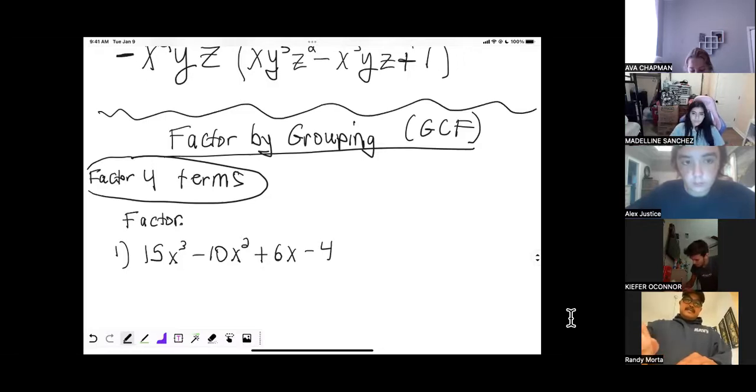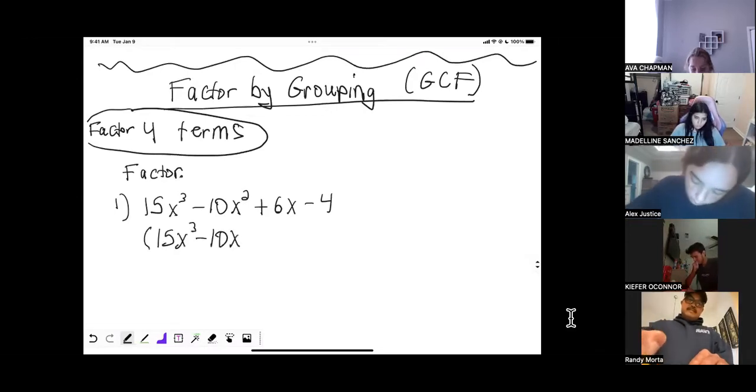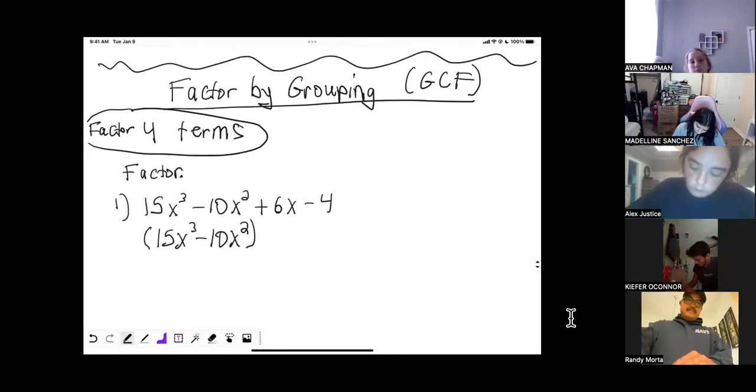So how do I factor by grouping? You sort of do it backwards. You group them first. You take the first two terms and put them in parentheses. I know other people will tell you differently, but this will help you not make a mistake: always have adding in between. And then you group the second two, 6x minus 4.